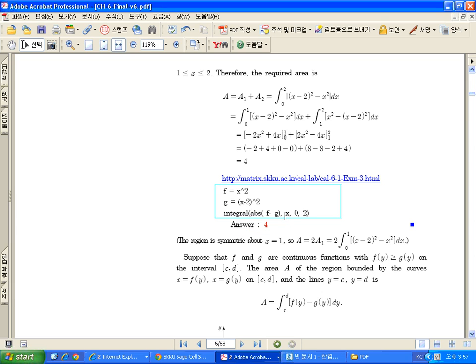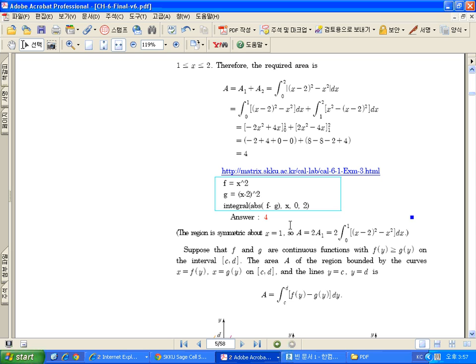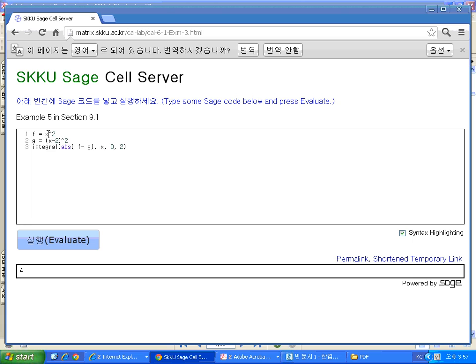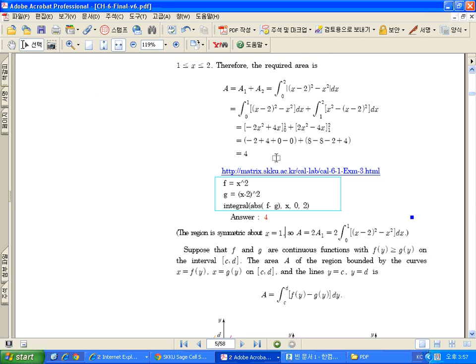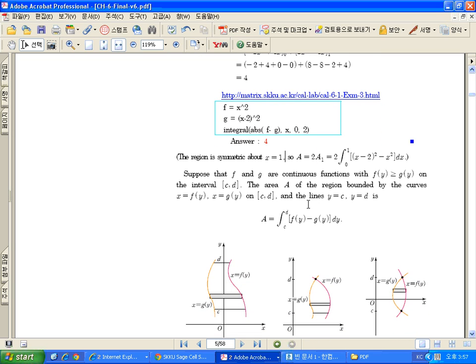If those agree, then you can make sure this works. Then you may change the functions like this, and you may integrate. You can do the other problems in a similar way. You can practice with the same command for other problems.